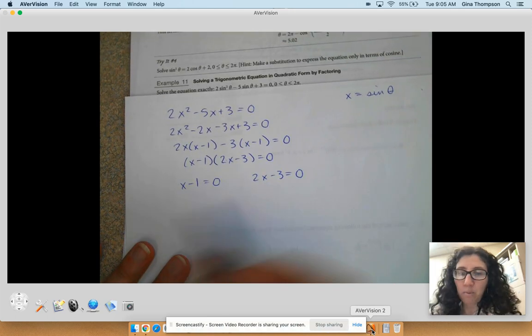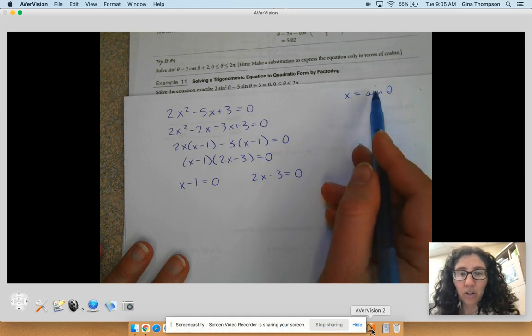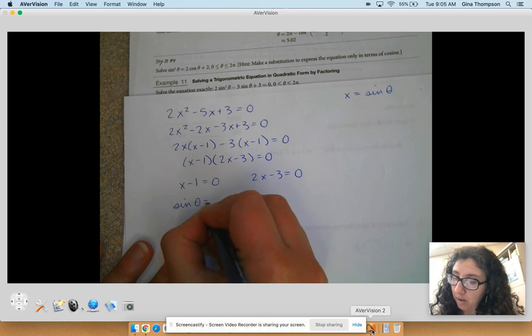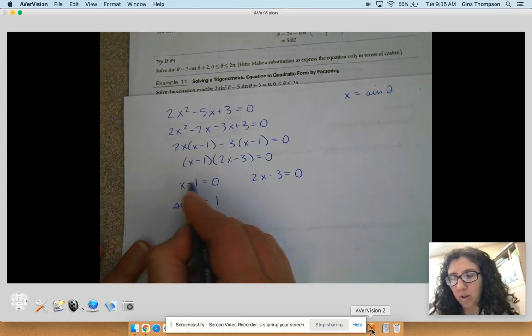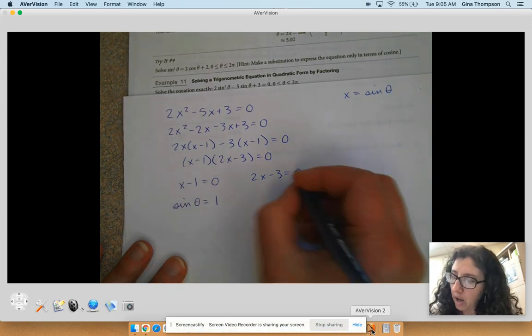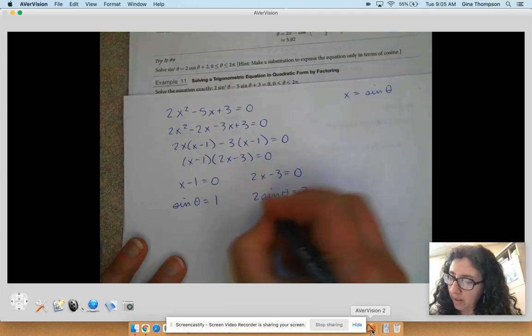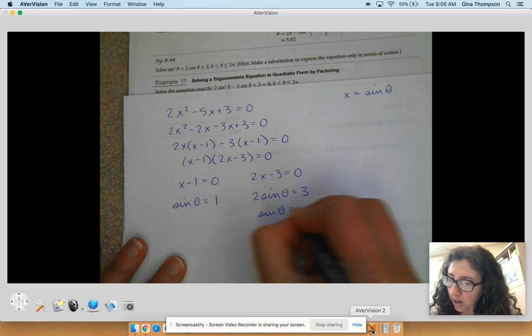And now I cannot escape the fact that I'm actually solving a trig function anymore. So I'm actually going to write this as sine theta equals 1, right? Sine theta minus 1 equals 0. So I just brought that over. And 2 sine theta equals 3. So I'll write this as sine theta equals 3 halves.